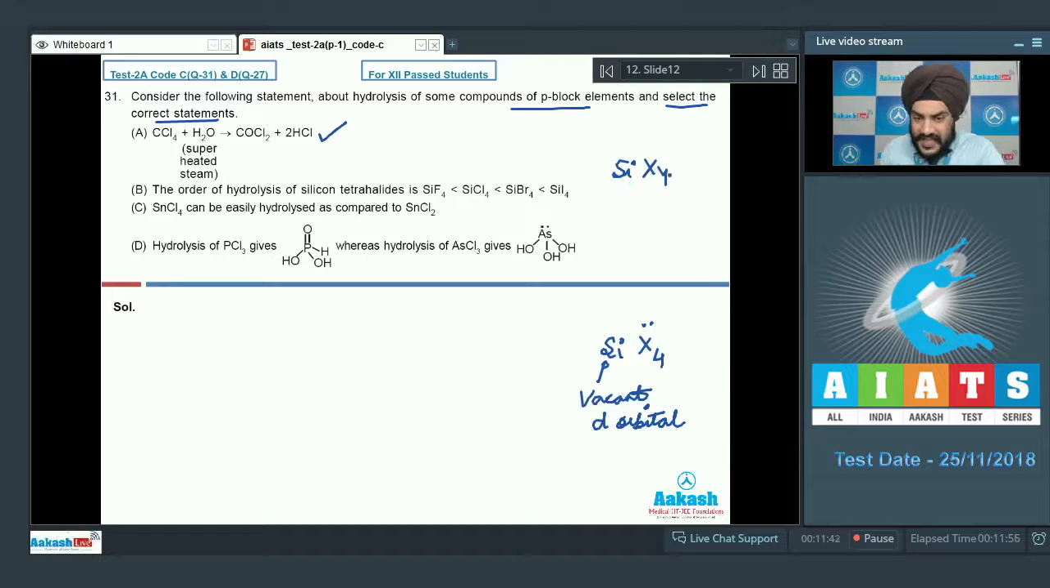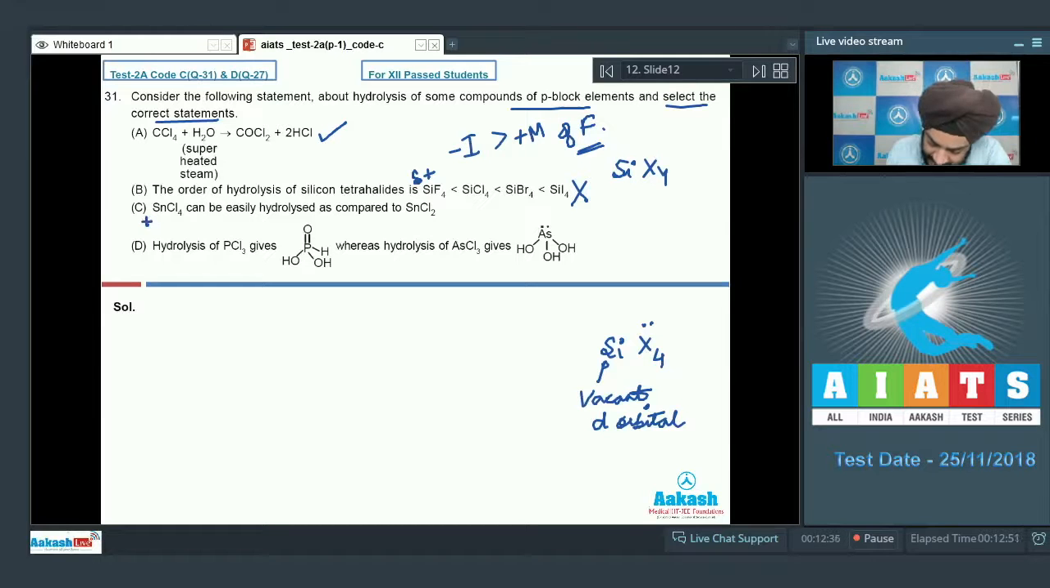So in this case, students, it is an experimental fact that the minus I effect of fluorine dominates over the plus M of fluorine. So SiF4 is the most easily hydrolyzable, as due to the very strong negative inductive effect, the fluorine atoms create a much larger delta positive at the silicon center, which leads to an easy hydrolysis of this structure. So students, this statement is incorrect. Let us look at option C now. SnCl4 can be easily hydrolyzed as compared to SnCl2. Students, this statement is correct.